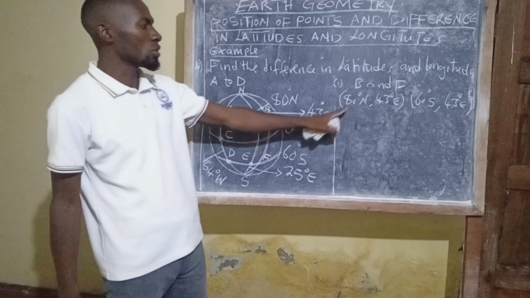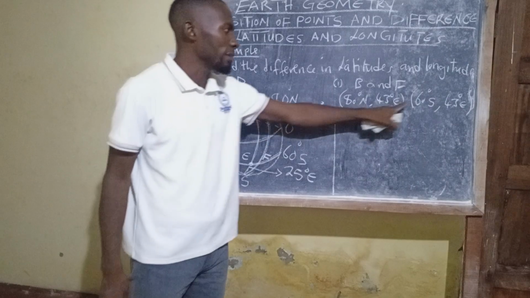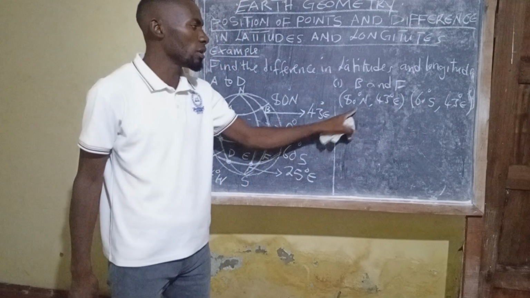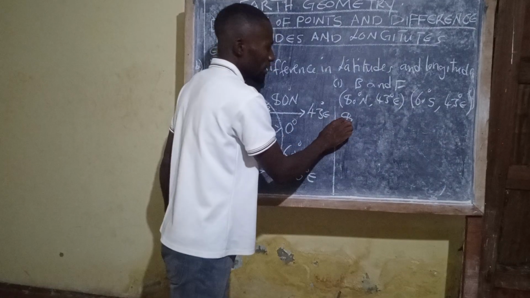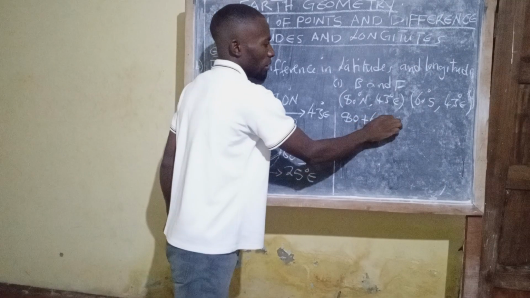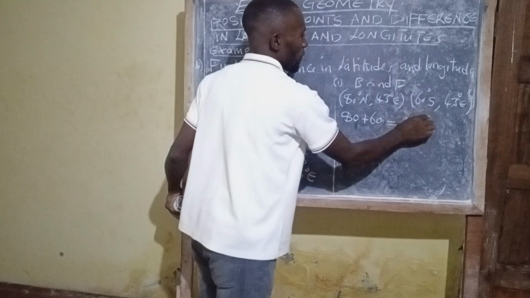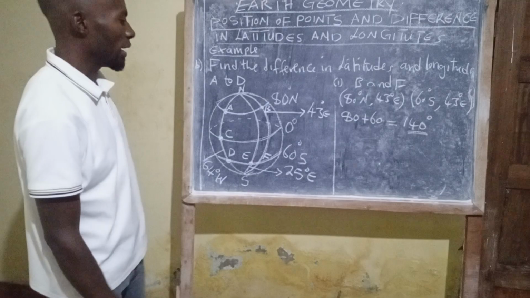So when you look at these two, this is 80 degrees north, this is 60 degrees south. So one is in south, the other is in north, you add them together. So you are going to have what? 80 plus 60, which will give you what? 140 degrees as your difference in latitudes.